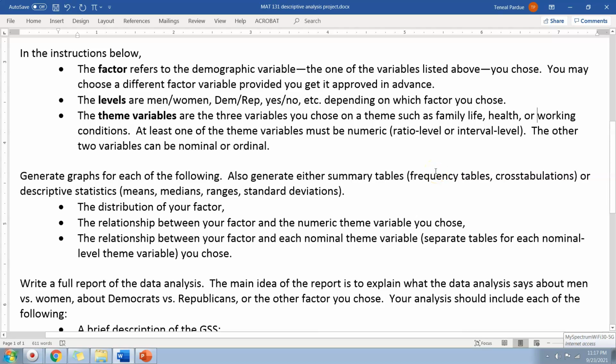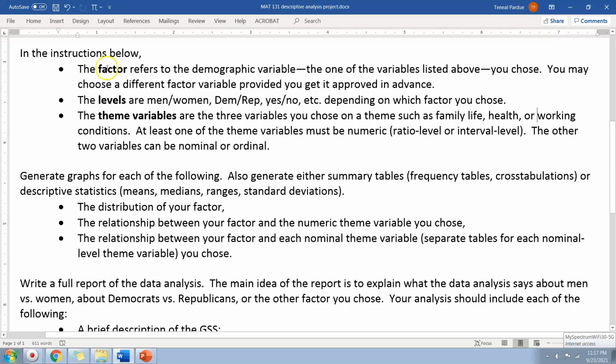Once you've chosen your variables, you're going to do your analysis. The first thing you're going to look at is the univariate analysis for your factor. So for your demographic variable, you're going to look at the distribution.